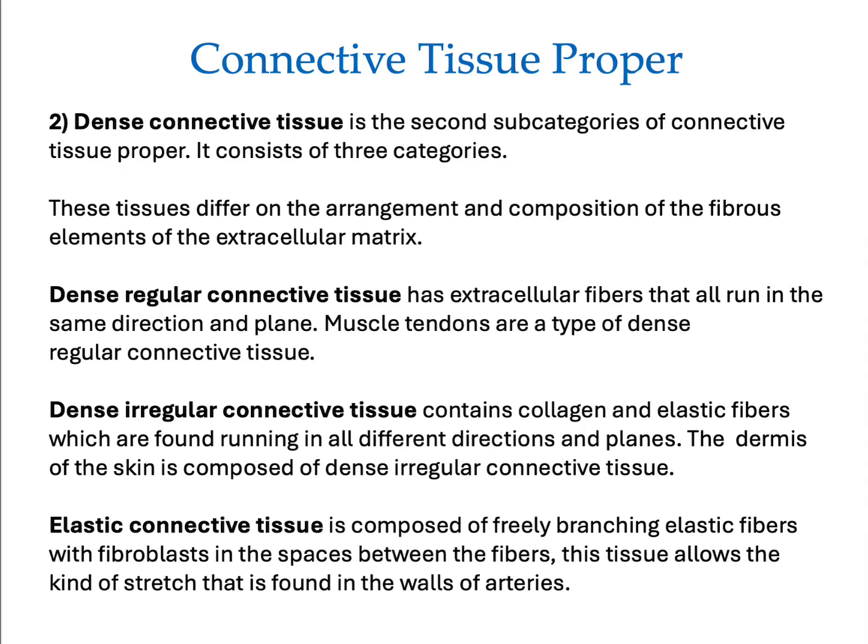Elastic connective tissue is composed of freely branching elastic fibers with fibroblasts in the spaces between the fibers. This tissue allows the kind of stretch that is found in the walls of arteries.